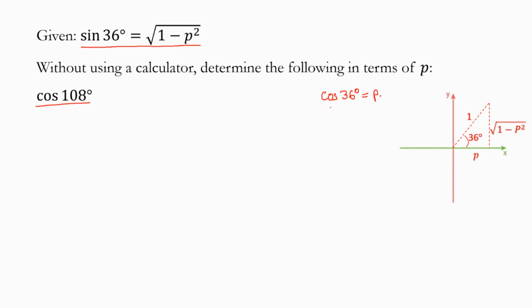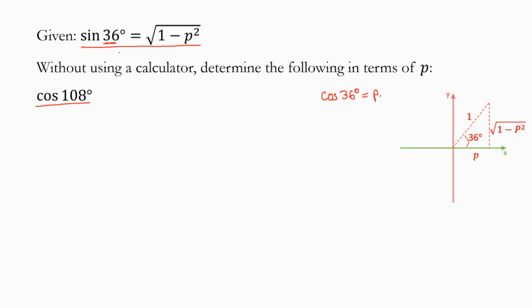If we need sine 36 or tan 36, we'll see. But now we want cos 108 degrees. So how can we get 108 degrees from this angle, 36 degrees? You think of the double angle, the compound angle, the reduction formula, negative angles, and all those angles that we did in trigonometry.